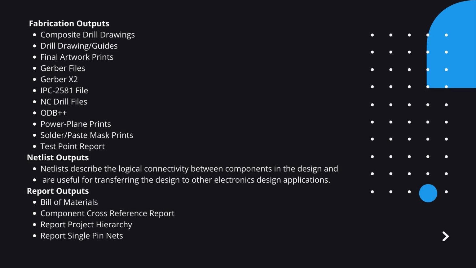Fabrication outputs. An example would be composite drill drawings, wherein drill positions and sizes using symbols for the board in one drawing. Drill drawing guides, wherein drill positions and sizes using symbols for the board in separate drawings. We have final artwork prints, which combines various fabrication outputs together as a single printable output.